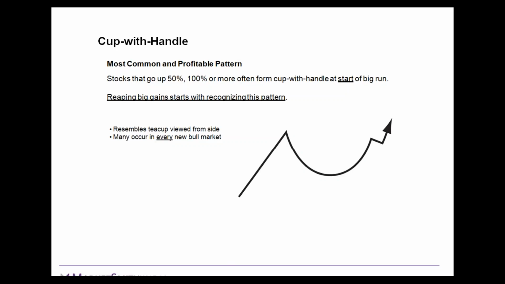So basically we'll be taking you through how it looks, what its properties are, and what exactly is happening in the chart, and then we'll give you some live examples and show you these patterns forming. So let's start with the first pattern, which is cup with handle.